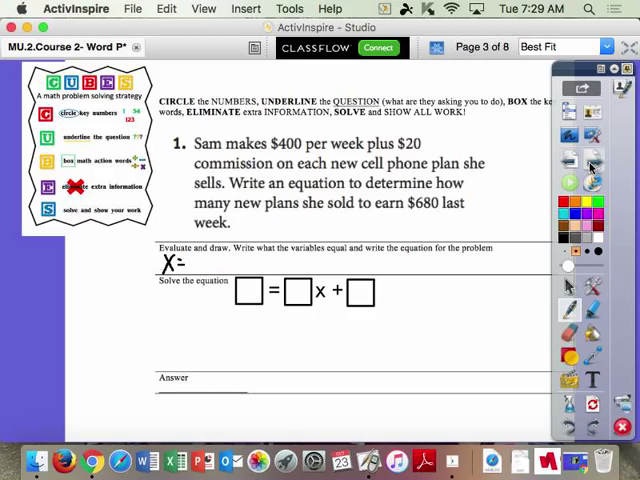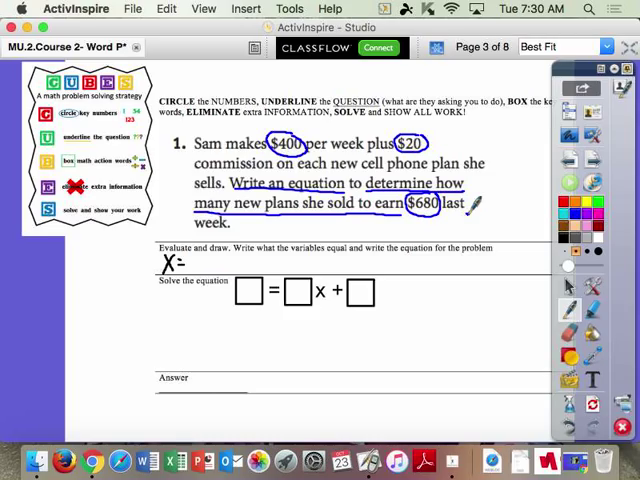Sam makes $400 per week plus $20 commission on each new cell phone plan she sells. Write an equation to determine how many new plans she sold to earn $680 last week. So we're going to circle any number that we have: 400, 20, 680. Underline the question. What is it asking you to do? We want to write an equation, and we want to know how many new plans she sold to earn that much money. Okay?